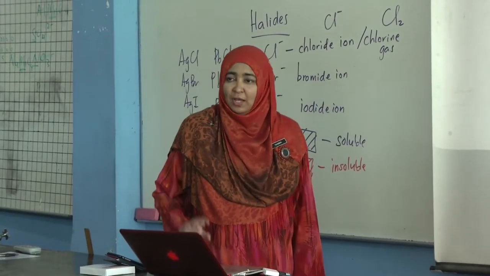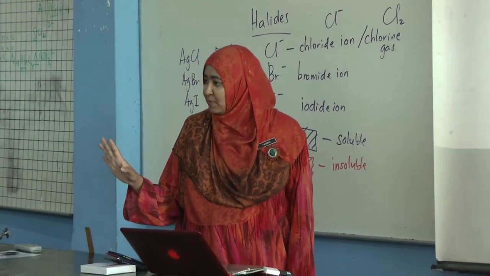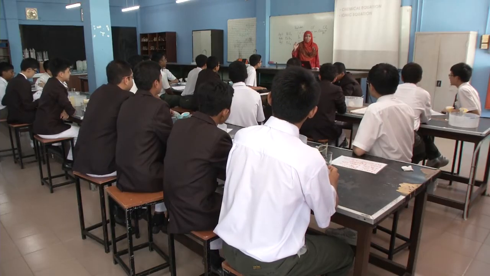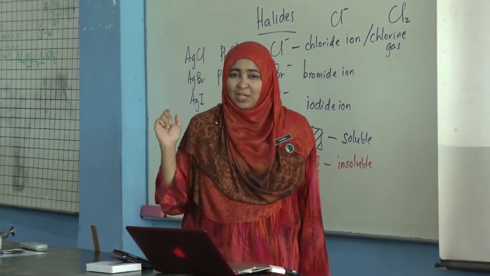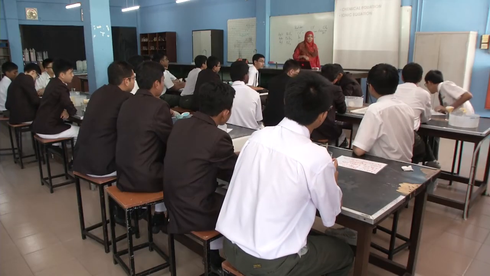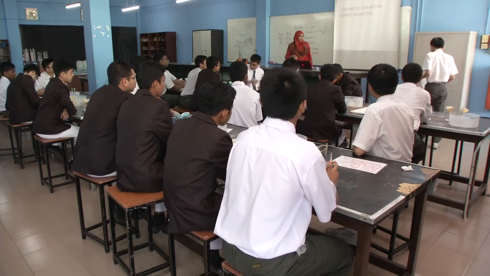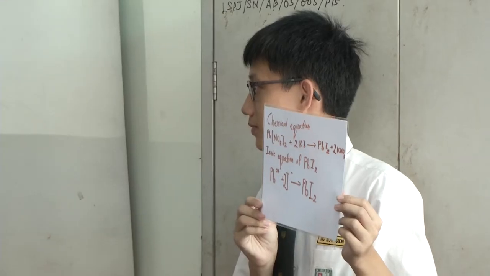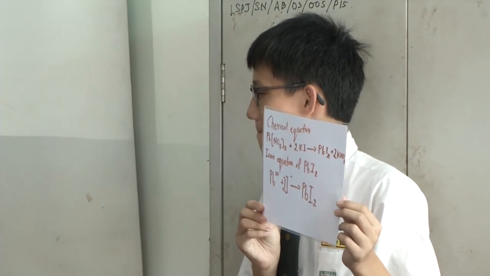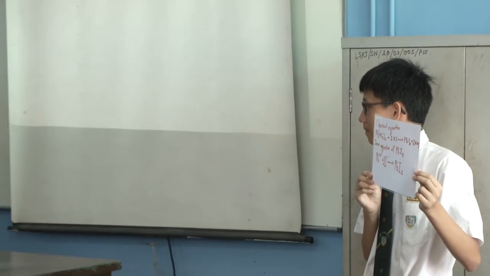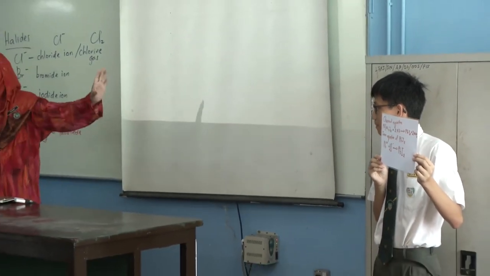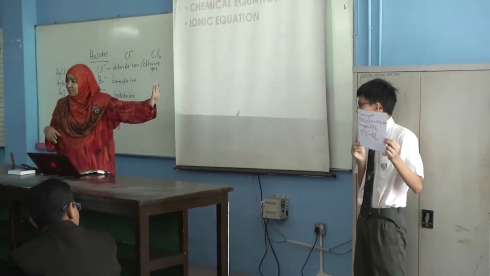Okay, so now I trust that you have completed your experiment? Yes. Okay, so have you written down the chemical equation and ionic equation? Yes. Okay, so now group one, please come forward and present. So he wrote Pb(NO3)2 plus 2KI arrow PbI2 plus 2KNO3. Okay, and his ionic equation is Pb2+ plus 2I- arrow PbI2. So is that correct? Yes.